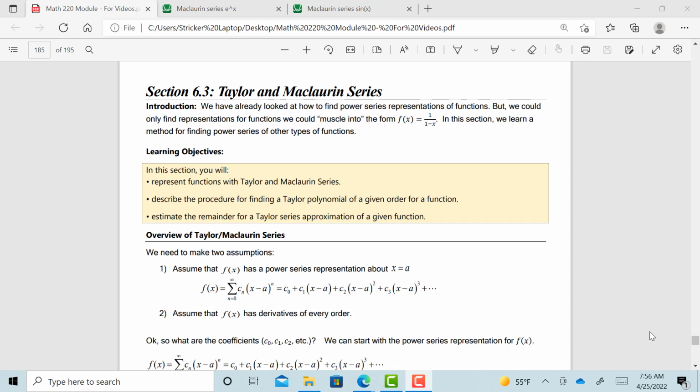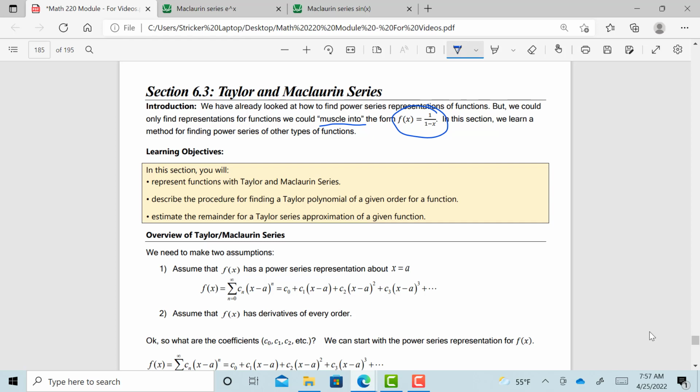The only problem is the functions that we could come up with power series for had to have the form f of x equals 1 over 1 minus x. So unless we could, as the introduction says, muscle it into that form, we weren't going to be able to find any sort of power series for a function. And in reality, not all functions are going to look that way. They're not going to look like 1 over 1 minus x. In fact, most of them don't.